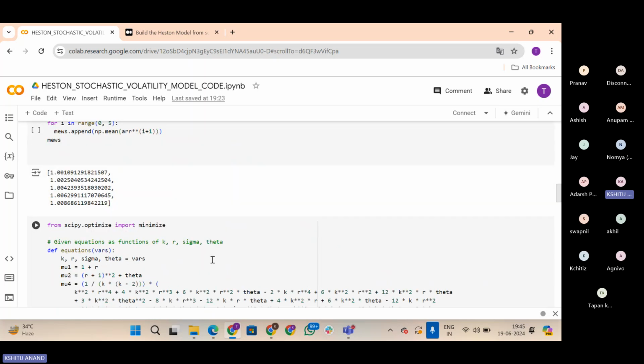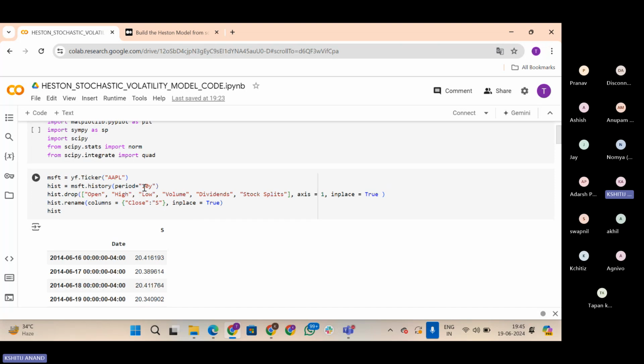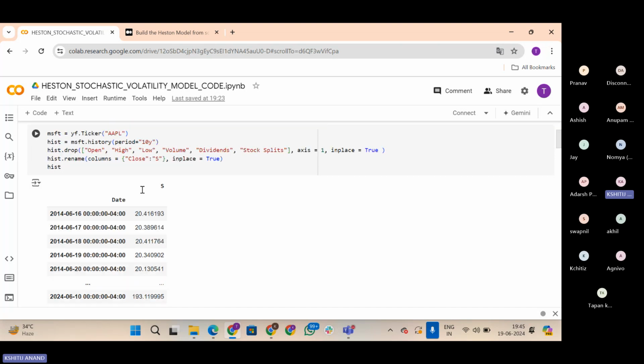Basically, first of all, we download the historical data of Apple stock. We have used 10 years of data. We have removed all other irrelevant columns and used close. So we have used the close price as the stock price. We have replaced close price with S. So this was our ST, okay, this is our ST.